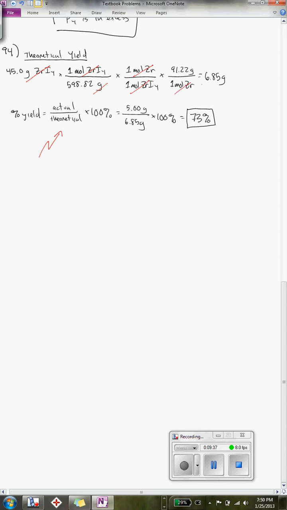So the theoretical yield for this is 6.85 grams. That's the amount of zirconium we're supposed to get. You're told in the problem that your actual yield is 5 grams. Formula for percent yield is over here under this nifty double arrow. From here it's just a matter of plugging in your actual and theoretical yield. In this case, you end up with 73% for your yield.